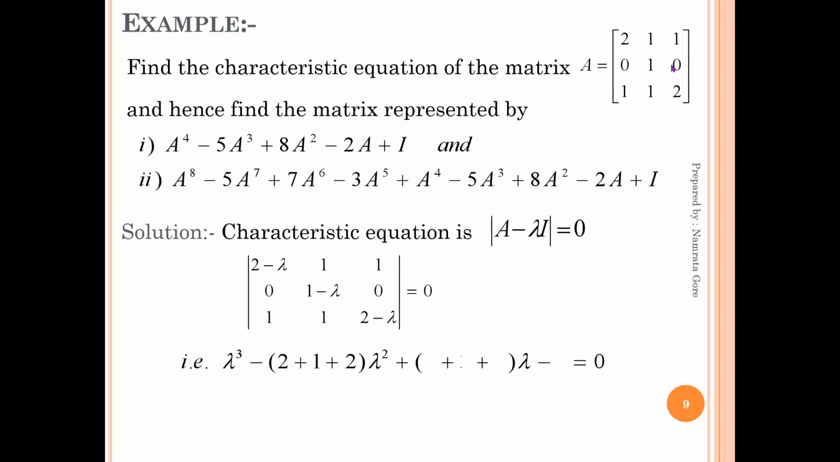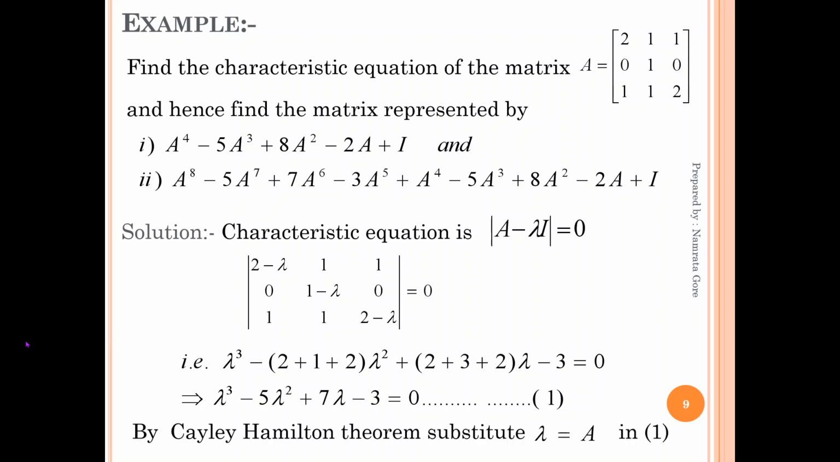So minor for 2 is 1 0 1 2, so it is 2 minus 0, that is 2. Minor for this 1 is 2 1 1 2, so that is 4 minus 1, 3. Minor for this 2 is 2 1 0 1, so it is 2 minus 0, again 2, and here we are writing the determinant of the matrix A, that is 3. Solving this further, we get this expression: lambda cube minus 5 lambda square plus 7 lambda minus 3 equal to 0.